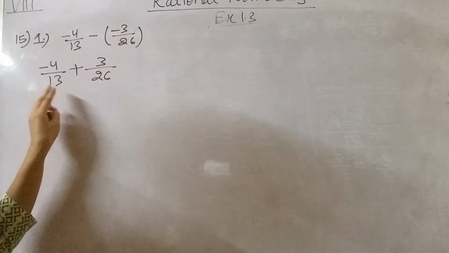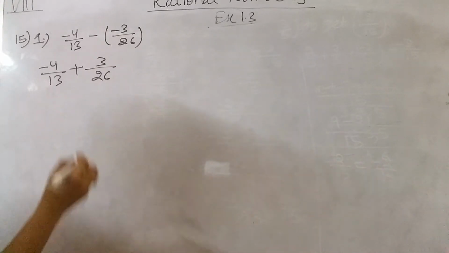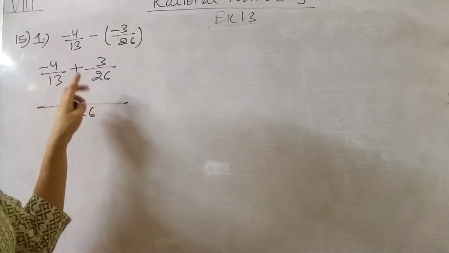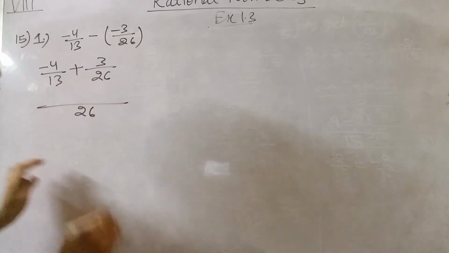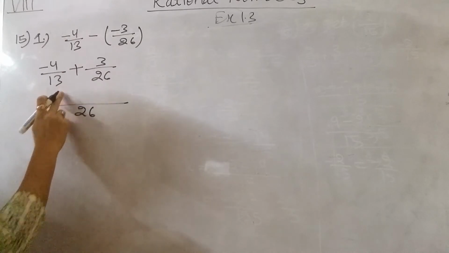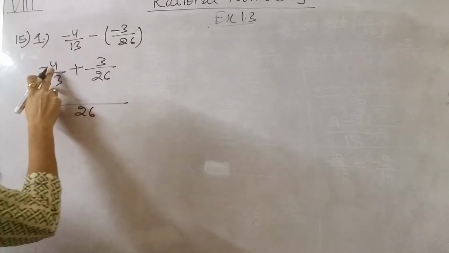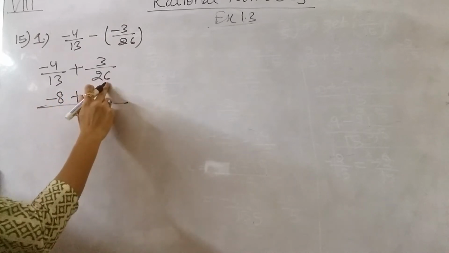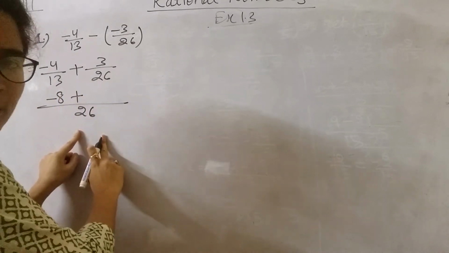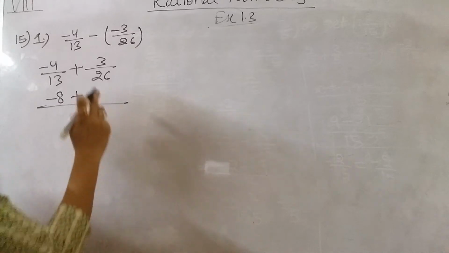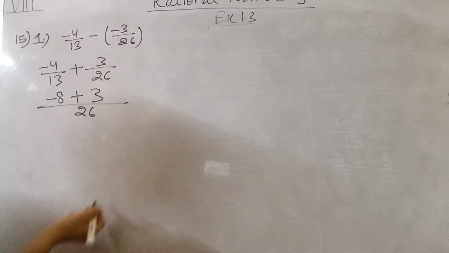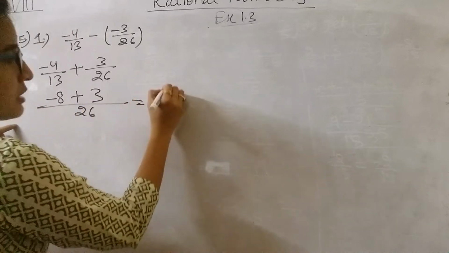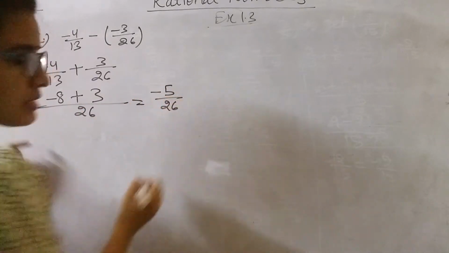Now we will take LCM of 13 and 26, that will be 26, because 26 is the bigger number in these two. Now 26 will be divided by 13, that will be 2, and 2 will be multiplied with 4, that will be 8, plus 26 will be divided by 26, we will get 1, and 1 will be multiplied with 3, we will get 3. Now minus 8 plus 3 is minus 5 upon 26.